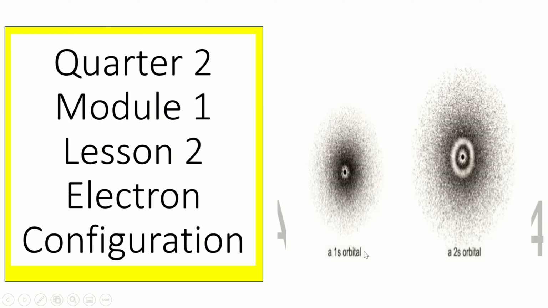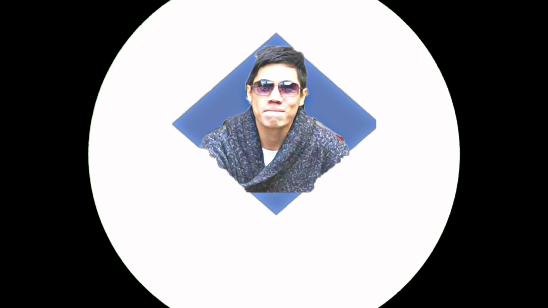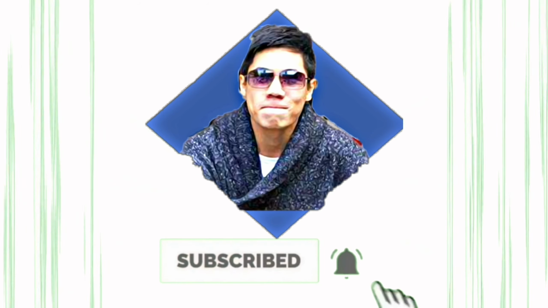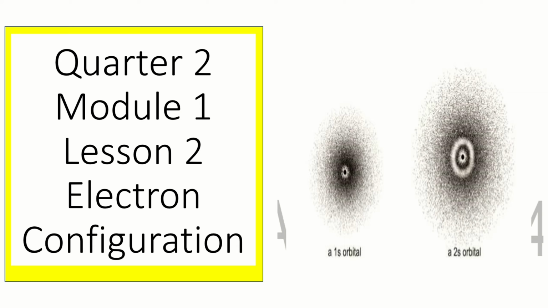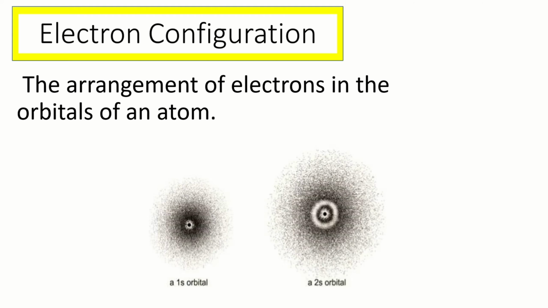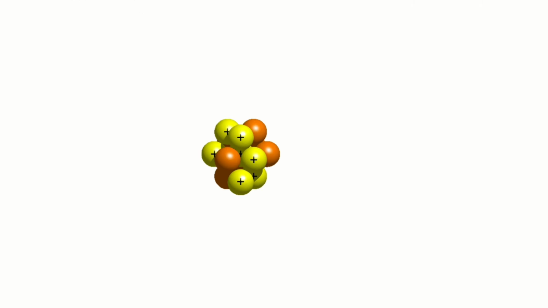Okay, so today we will discuss all about the electron configuration. So this is part of the second quarter, module 1. What is electron configuration? Electron configuration is the arrangement of electrons in the orbitals of an atom. The electrons in an atom are arranged in shells that surround the nucleus.